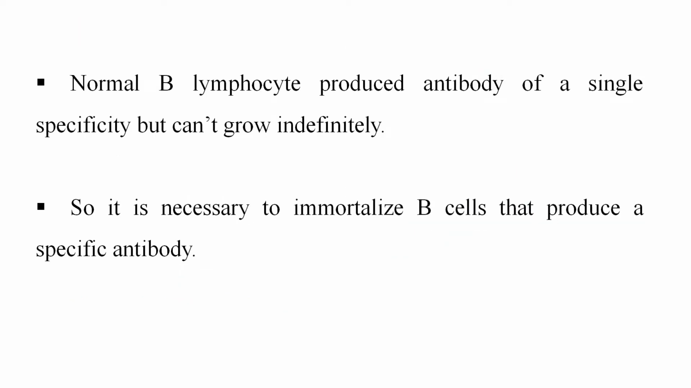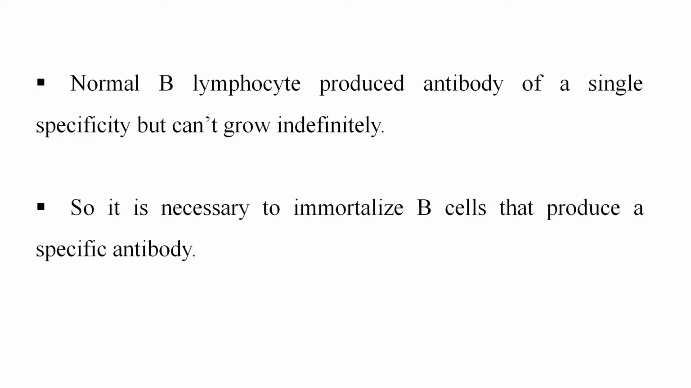So coming to a normal B lymphocyte. The characteristic of a B lymphocyte is that it can produce antibodies that are specific against a single epitope. But the problem is that these normal B lymphocytes are mortal cells. That is, they divide a number of times and then tend to undergo apoptosis and die. But we need an unlimited supply of these monoclonal antibodies. So what did these two scientists devise?